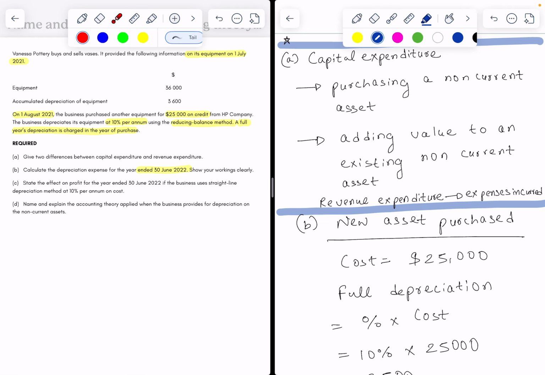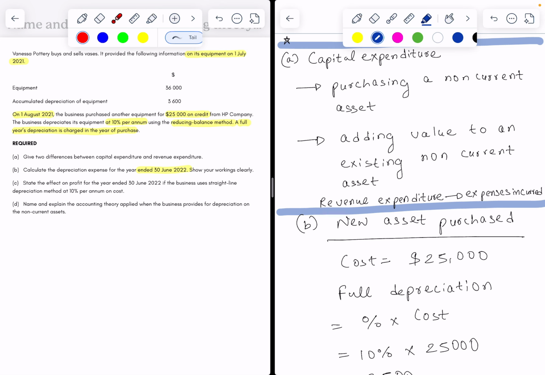Today we have got a practice question from the topic non-current assets. In this question, you will understand the differences between the capital and the revenue expenditure. You will also calculate the depreciation expense for multiple assets. Lastly, you will look into the accounting theories that justify the recording of depreciation expense.